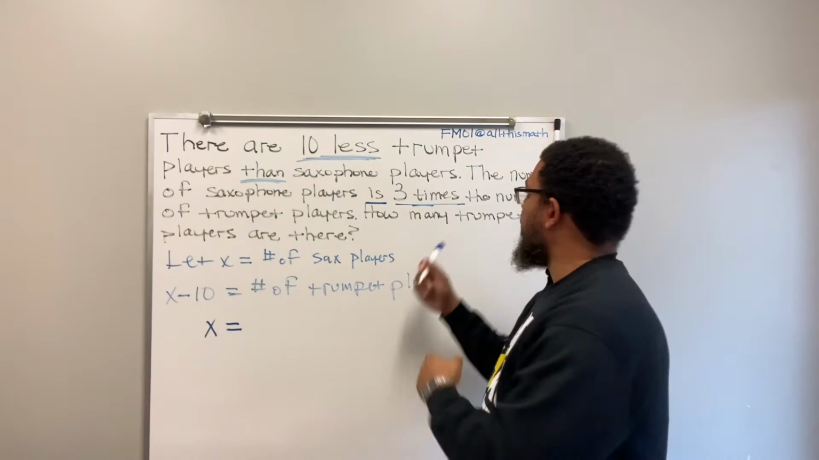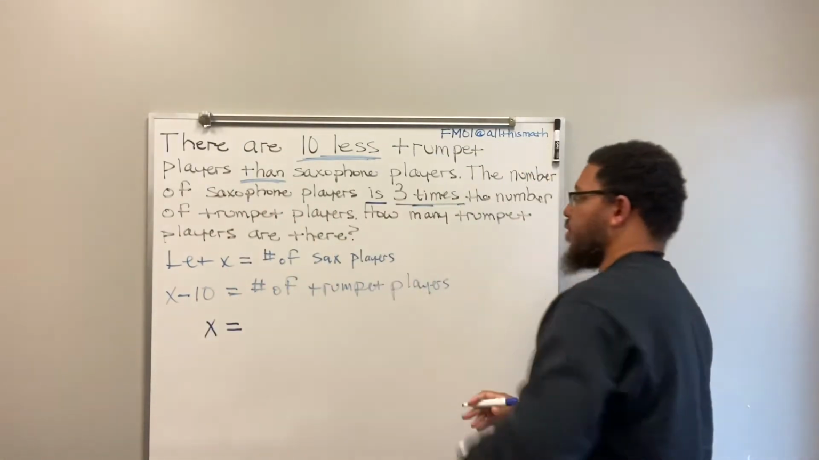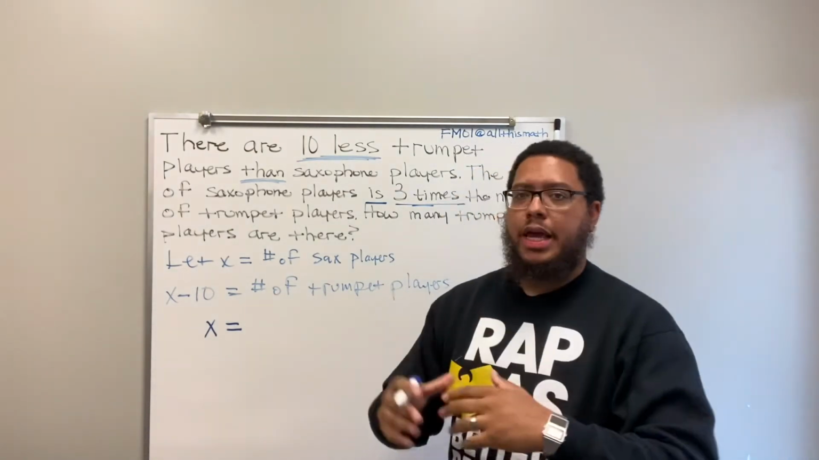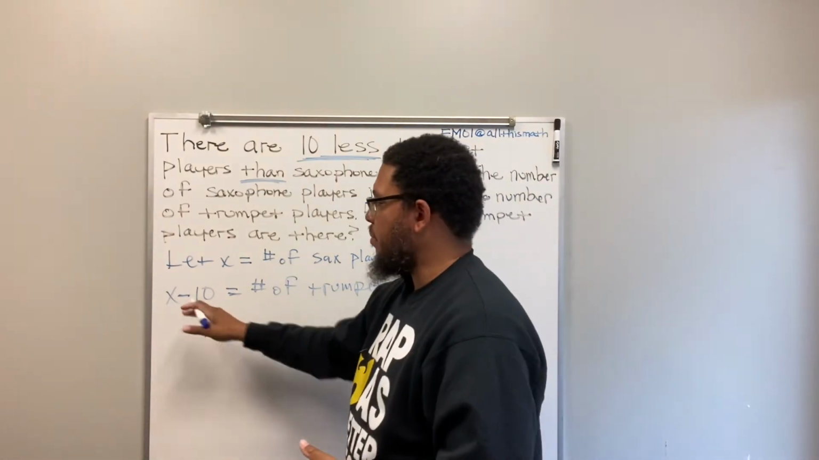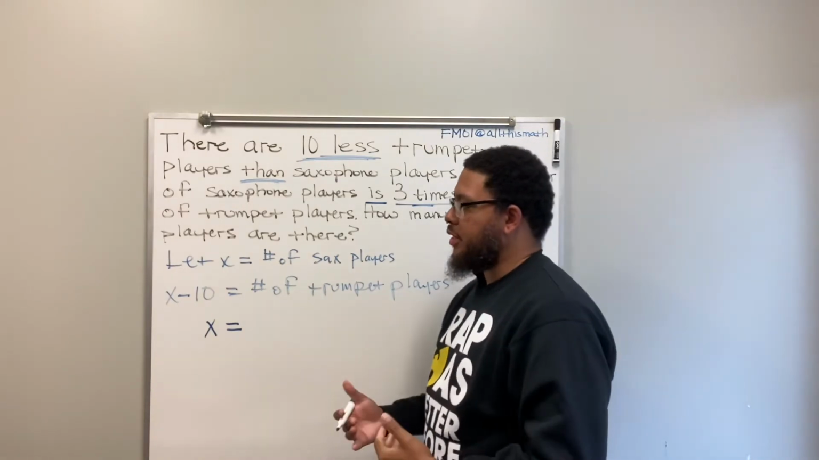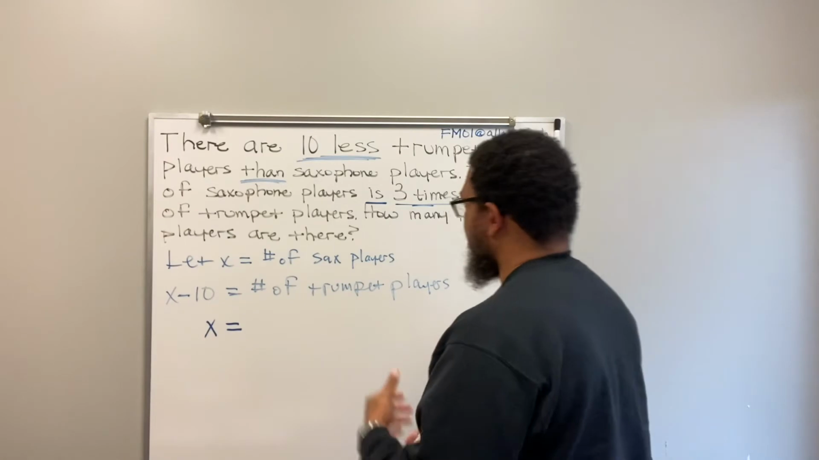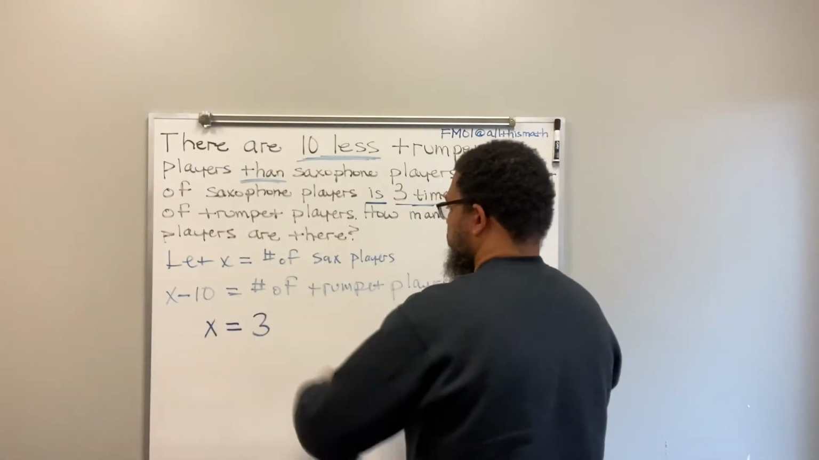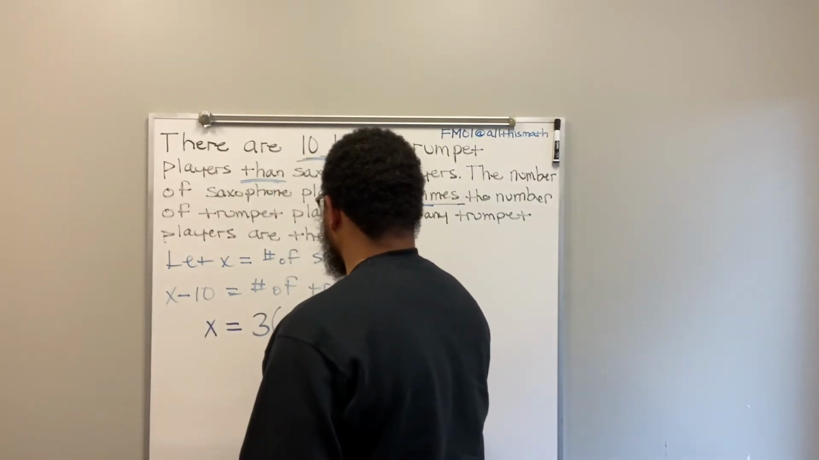You're multiplying the number of trumpet players, which is x minus 10, by 3. Now, this is something you've got to be careful about. When an entity or object is an expression, meaning more than one term, you've got to put that expression in parentheses. So I'm not just going to put 3 times x with the x next to it. You've got to use parentheses. So you put the x minus 10 in parentheses.